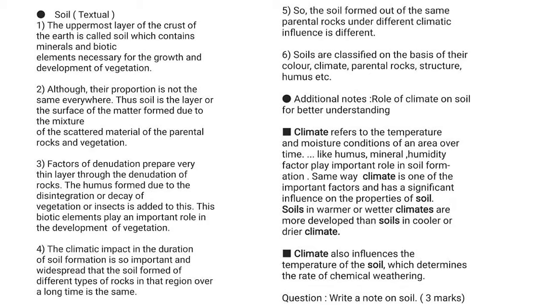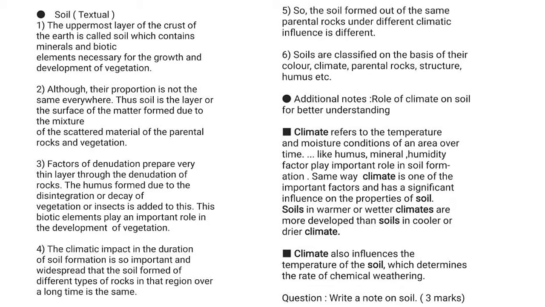So this soil is formed by the breaking of the parental rock, and it consists of different minerals, humus, and humidity, and these elements are not found in the same proportion in every soil. Now the third point, factors of denudation prepare a very thin layer through the denudation of rocks. The humus formed due to the disintegration or decay of vegetation or insects is added to this. These biotic elements play an important role in the development of vegetation.